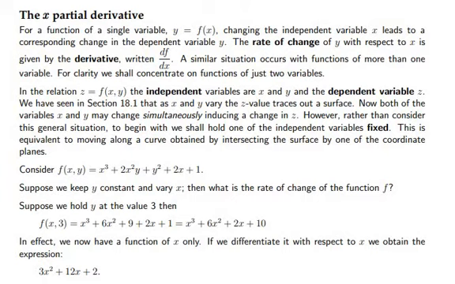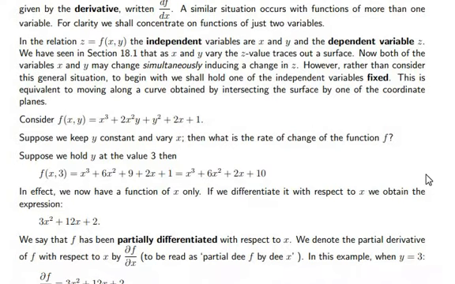Okay, so clearly here, consider a function f of x, y equal to x cube plus 2x square y plus y square plus 2x plus 1. Suppose we keep y constant and vary x, then what is the rate of change of the function f? This is my question. So suppose we hold y as constant, say at the value 3. Then f of x, 3 is x cube plus 6x square plus 9 plus 2x plus 1, ultimately x cube plus 6x square plus 2x plus 10.